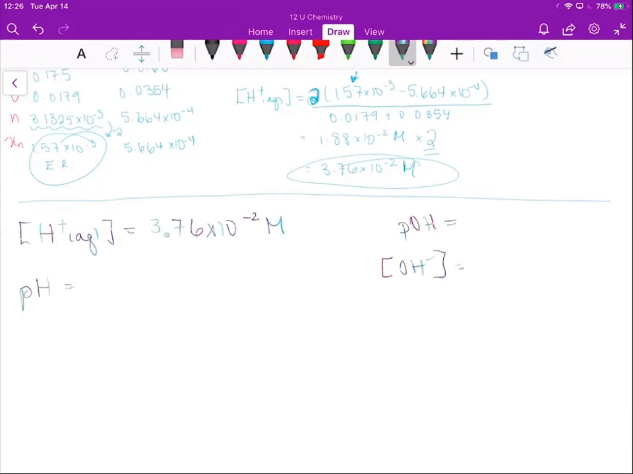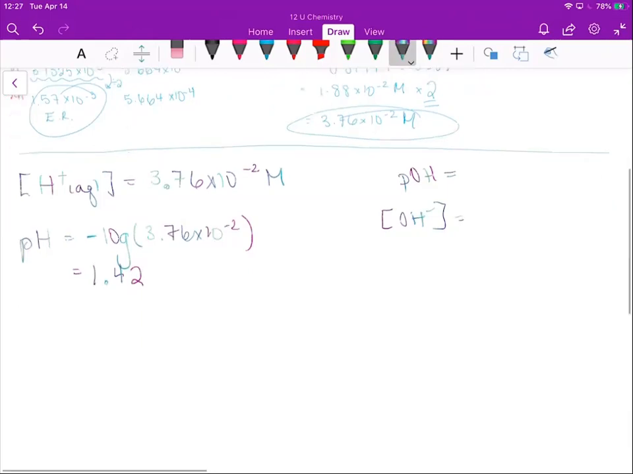So the formula for pH is minus log of the concentration. Let's do that on our calculators. Minus log 3.76 times 10 to the minus 2. Then I get 1.42.